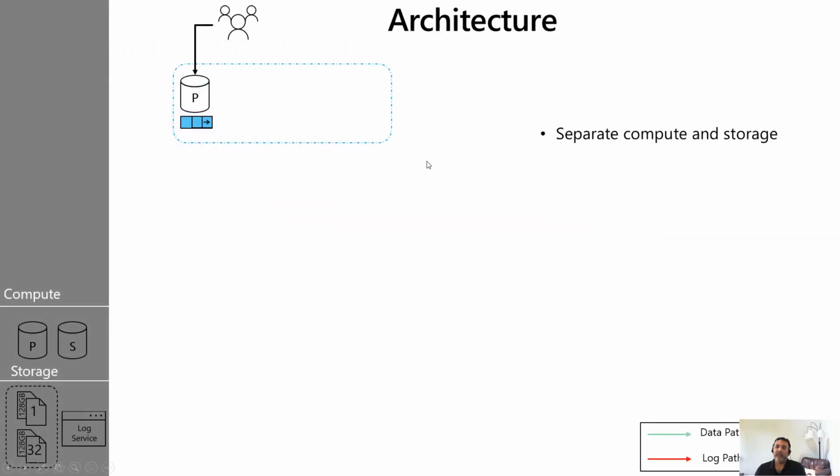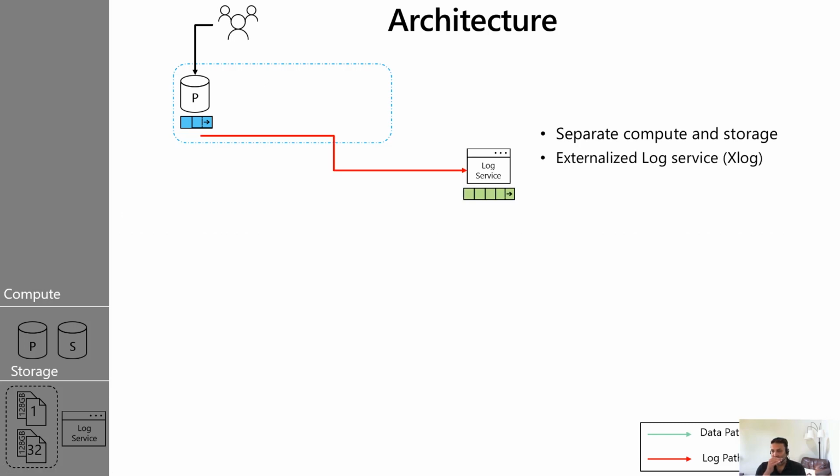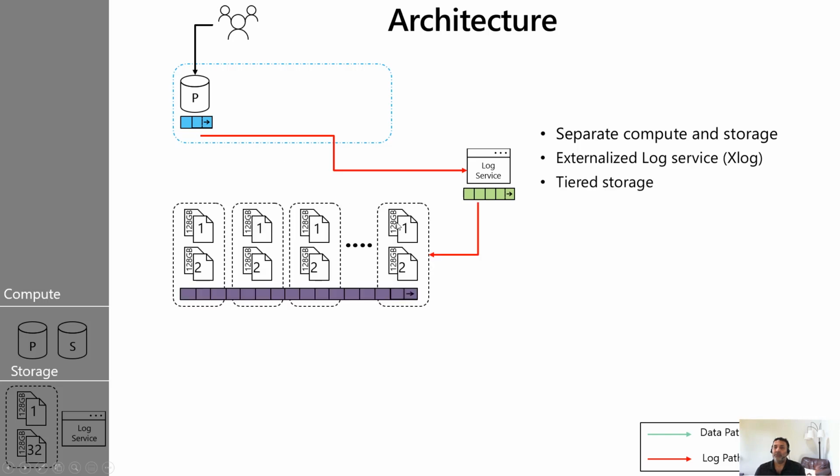From an architecture perspective, we have a separation of compute and storage. You'll see below, the log pathway is in red, the data pathway is in green. All writes end up in the log service, which is externalized, so this is not on the compute itself. The compute has a local cache, and this log service then ships this log to all these page servers. These page servers cover a chunk of the file, or a file each at this point, which is 128 gigs in size, and they have replicas.